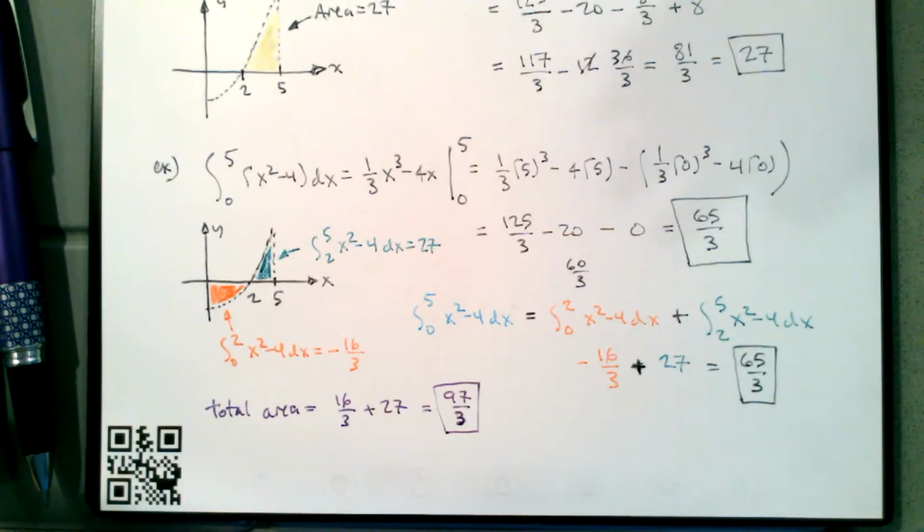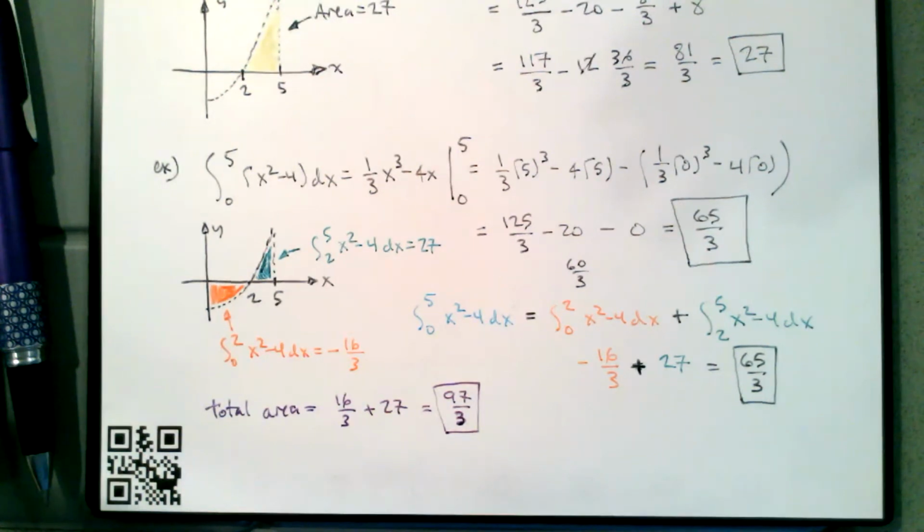Any questions? Yes, Professor Leach. On the last one, you wrote down total area, 16 over 3 plus 27 equals 97 over 3. What's the difference between that and the 65 over 3 again? Can you please repeat that?